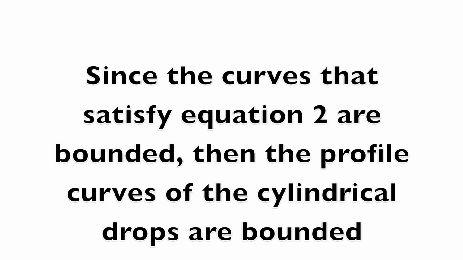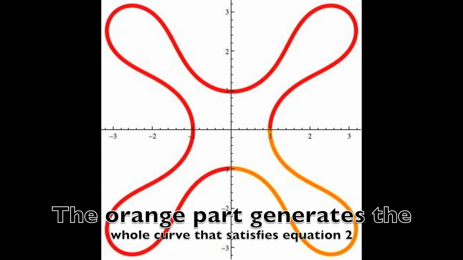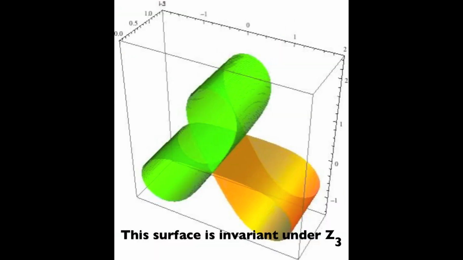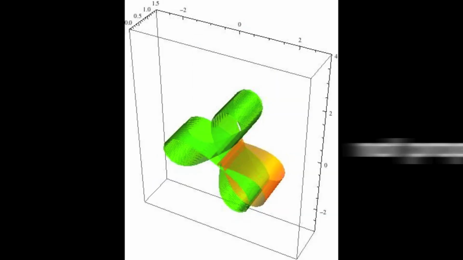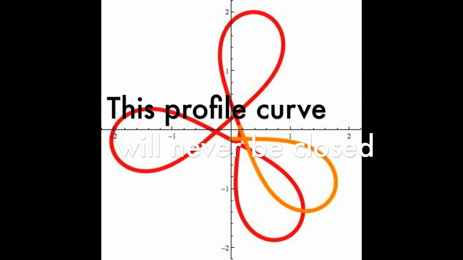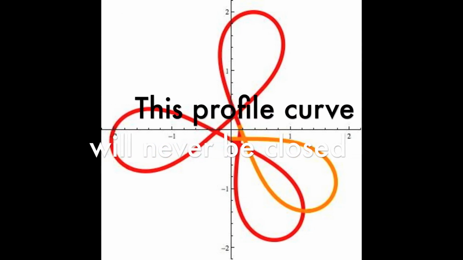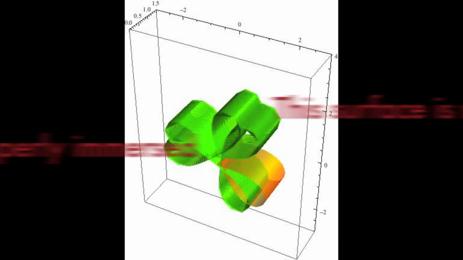From this interpretation, we can conclude that the profile curve of every cylindrical drop is bounded, and we can also conclude that every embedded example or properly immersed example is invariant under a group of rotations Zm, equal to the integers mod m, for some integer m. We have that if we randomly pick a value c, most likely the cylindrical rotating drop generated by the curve that satisfies equation 2 is not going to be properly immersed.